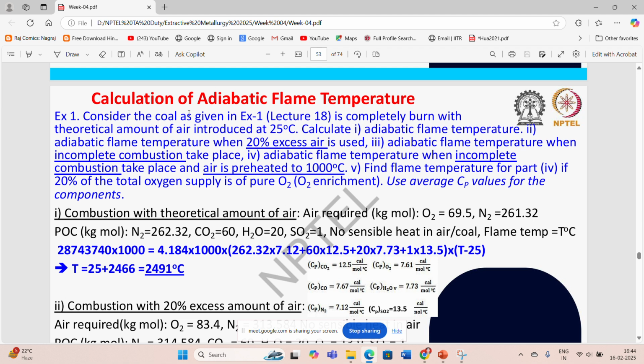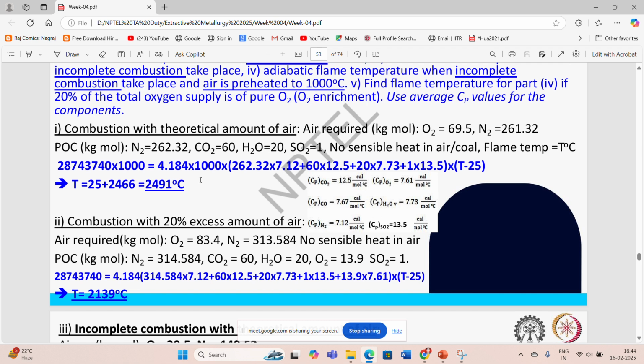There is some numerical. Consider the coal as given in example 1 is completely burned with the theoretical amount of air introduced at 25 degrees Celsius. Calculate the adiabatic flame temperature. Adiabatic flame temperature when 20% excess air is required. Adiabatic flame temperature when incomplete combustion takes place. So according to this, combustion with the theoretical amount of air: we have already calculated the theoretical amount of air based on the complete combustion of the fuel source. So the flame temperature is going to be like.